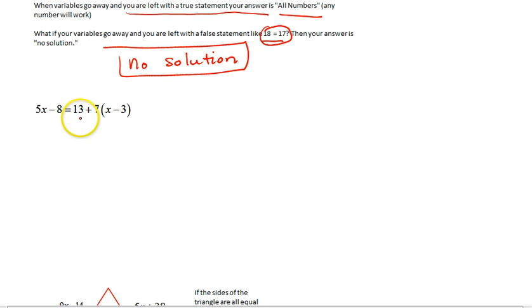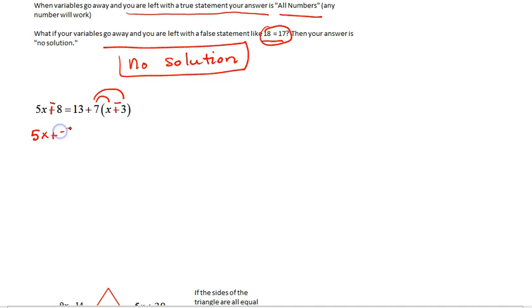5x minus 8 equals 3 plus 7 times x minus 3. Remember, my first step is to DPS. Then I need to simplify both sides. Well, I can't simplify anything over here because they're not like terms. But over here, I have like terms, but I also have the distributive principle I need to deal with. So I'm going to rewrite my equation.